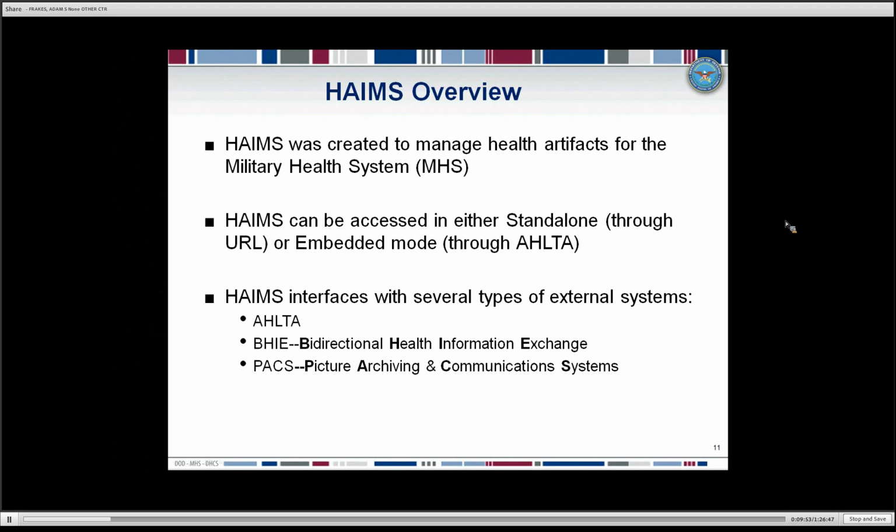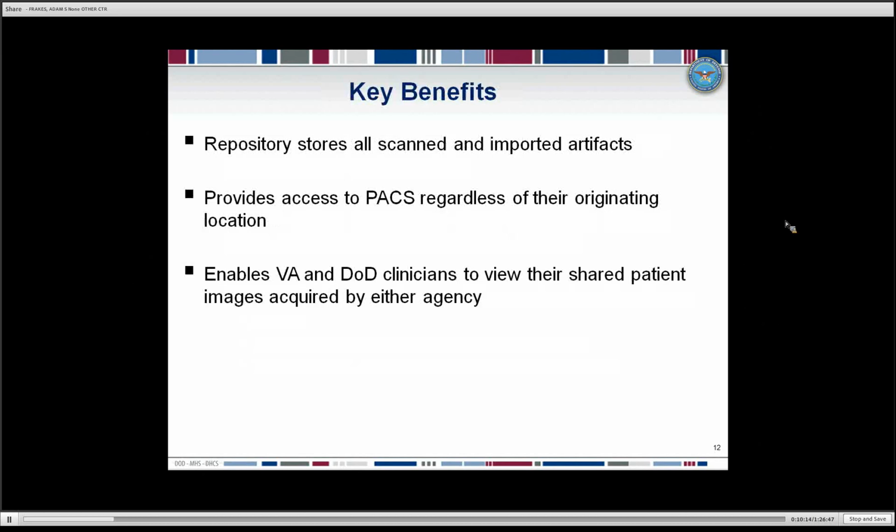The PACS, or the Picture Archiving and Communication System, which holds your radiographs, does not matter where the radiograph was taken. Once that report's generated, that radiograph will automatically be loaded into the HAIMS application, and it's viewable anywhere in the world. HAIMS is a large repository. Think of it like a large filing cabinet. If you can take a document and get it into an electronic digital format, you can then upload it right into the HAIMS application. It will provide access to those X-rays regardless of where they were generated, and it does allow the VA and the DoD clinicians to see each other's information.